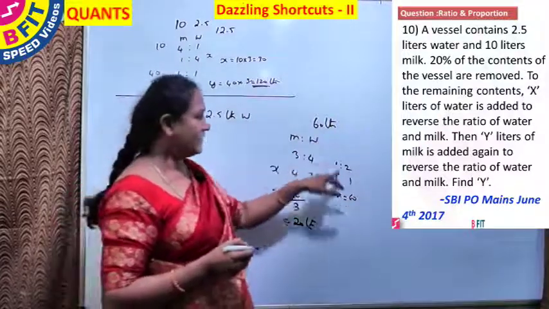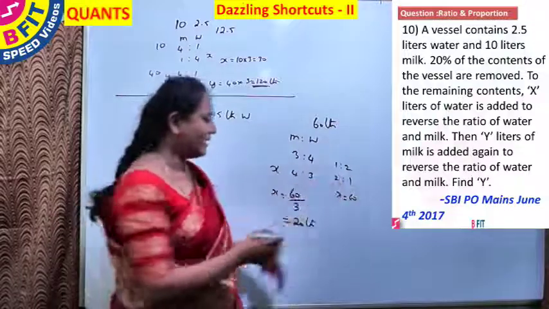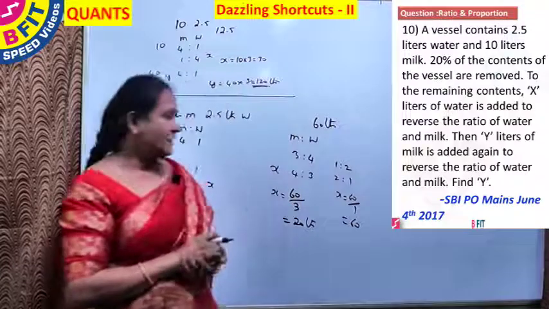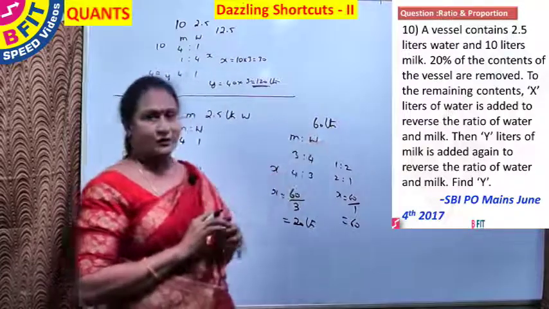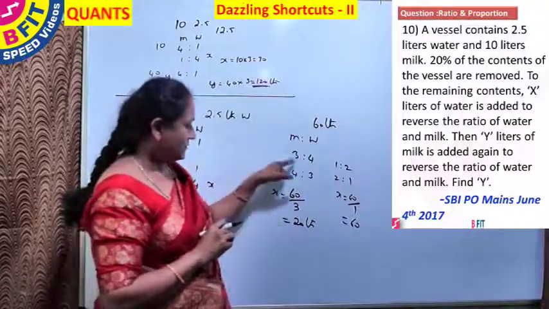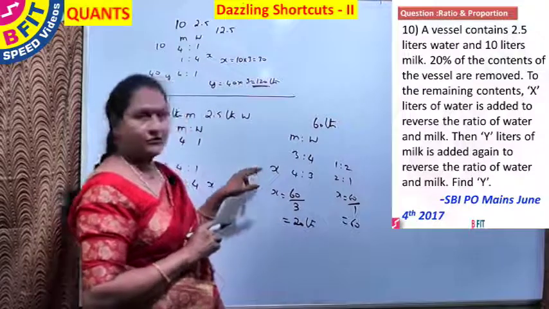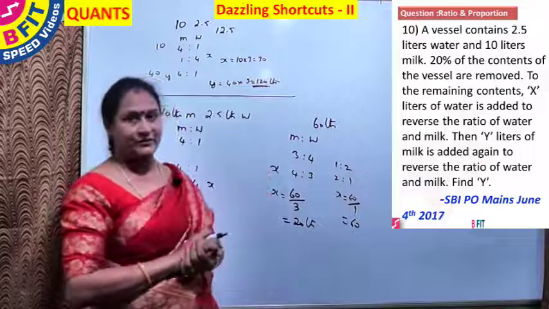In 60 liters, what is the smaller value? 1. Dividing by 1, we get back the same 60. So whatever the quantity is, we wrote. Here the smaller value is 3. So dividing by 3, 20 liters of milk should be added to reverse the ratio.